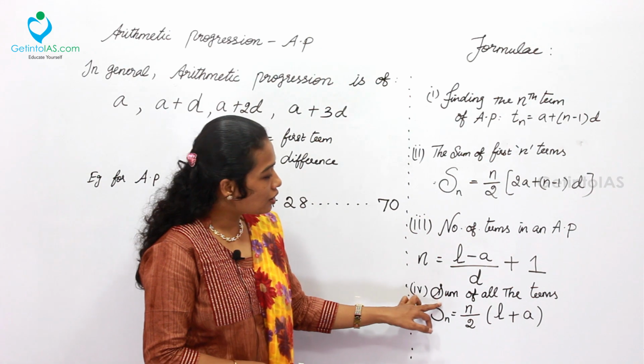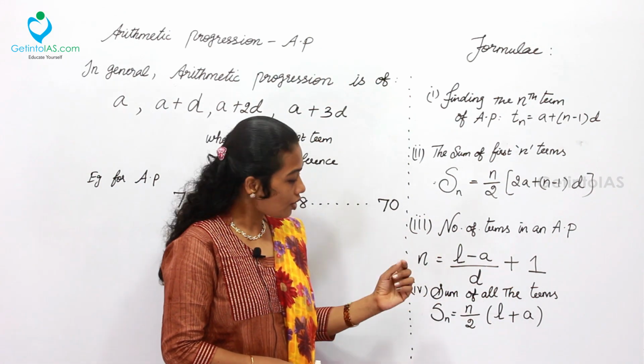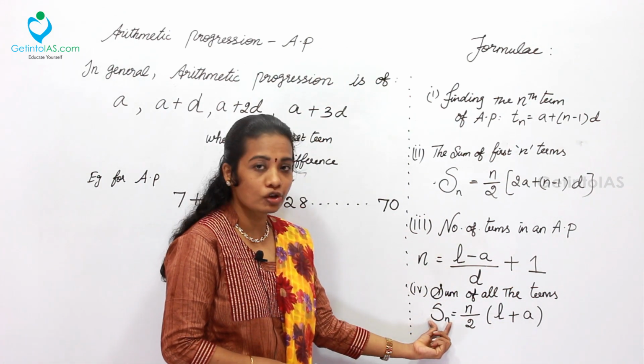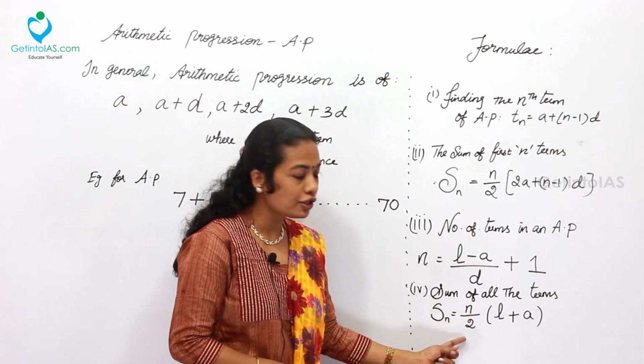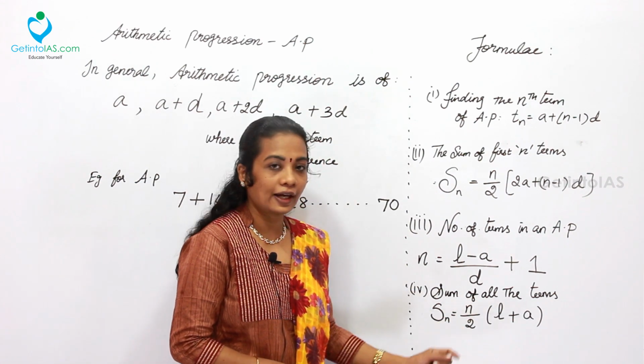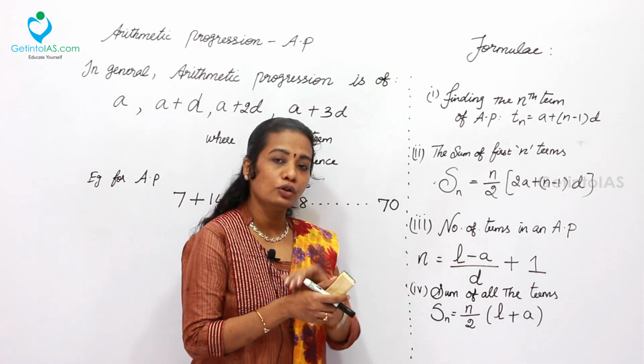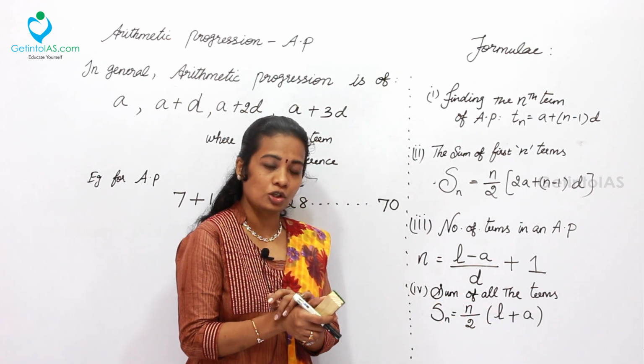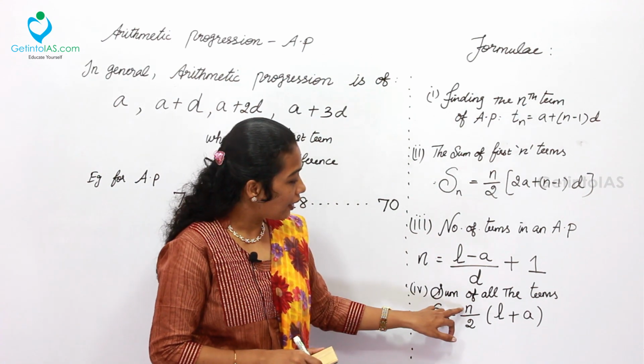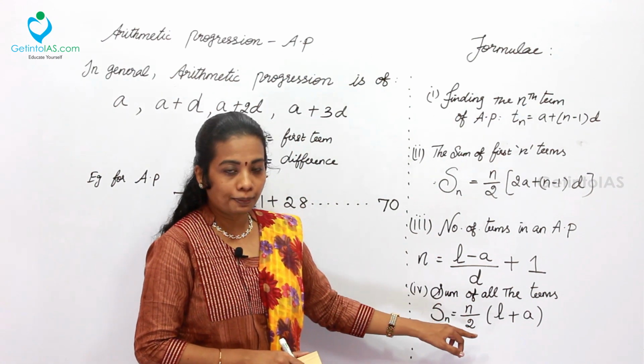The next one is the sum of all the terms. That is summation of n is equal to n by 2 into L plus A. L is the last term and A is the first term. First you want to find the last and first term, you want to add them up, and n by 2 you want to multiply with that.